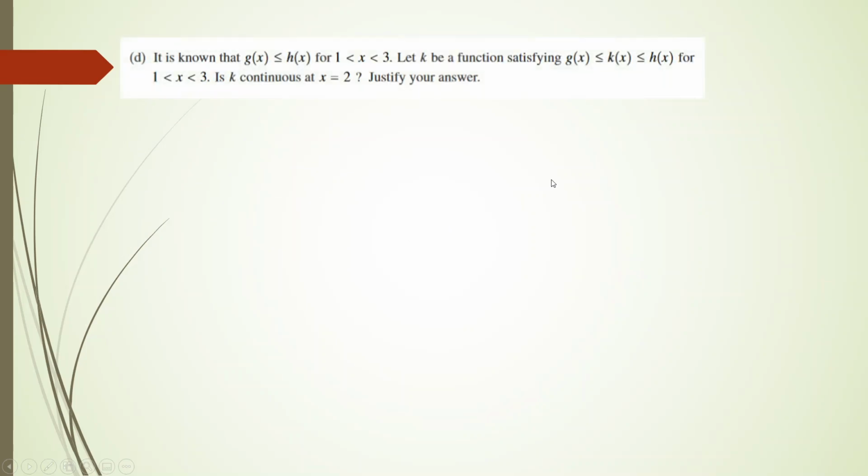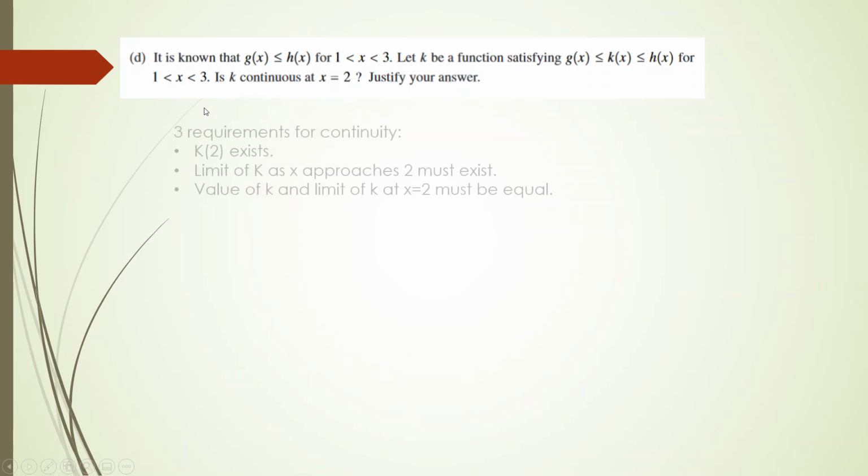So in part D, it is known that g of x is less than or equal to h of x on this interval. So all that means is if you were to graph these two functions, h would always be above g, unless perhaps they were equal to each other, which means h and g would be touching at that point. Then we have k as a function that is in between g and h for x is 1 to 3. Is k continuous at x equals 2? Justify your answer.